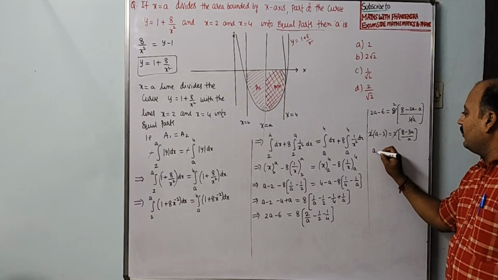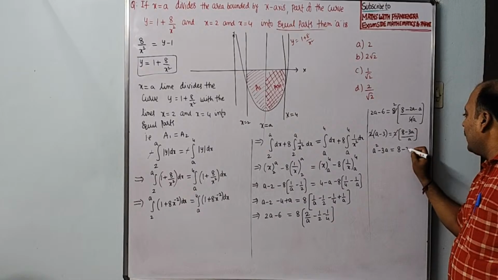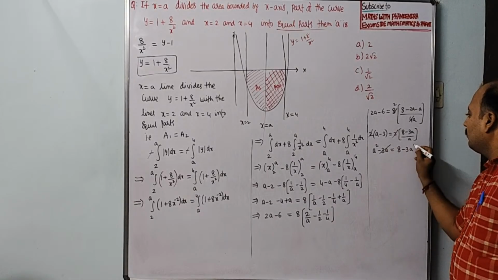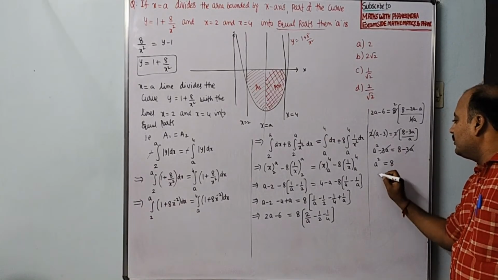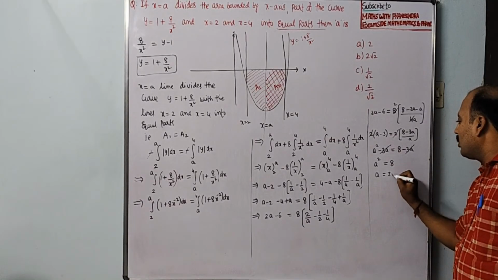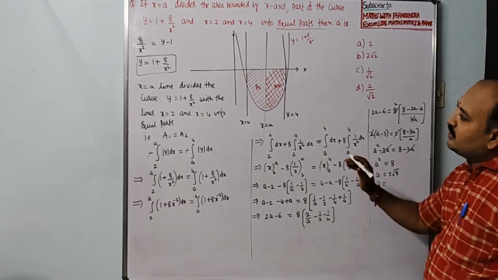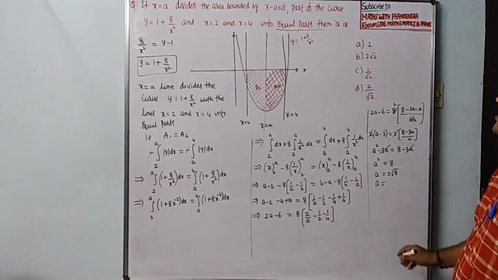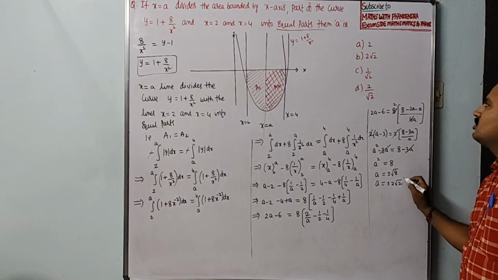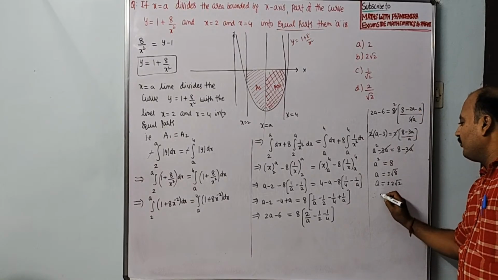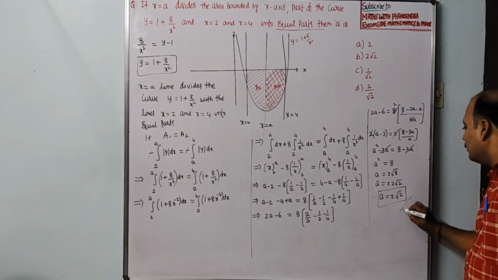Cross multiplying, a square minus 3a equals 8 minus 3a. Minus 3a and minus 3a get cancelled. A square equals 8, a equals plus or minus root 8, which is plus or minus 2 root 2. Only plus is given, therefore a equal to 2 root 2 is our required answer.